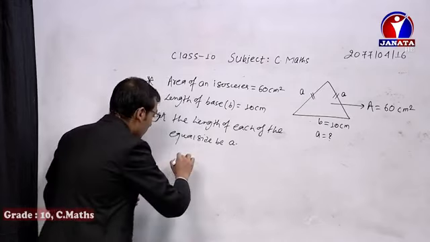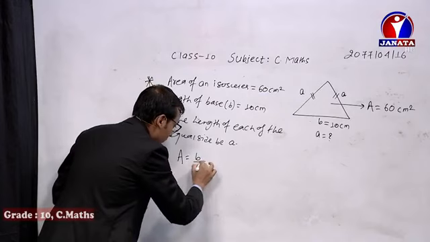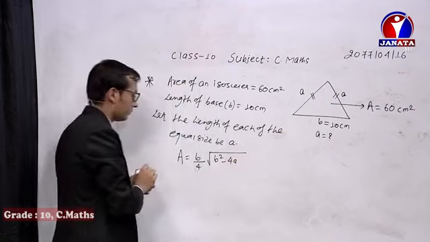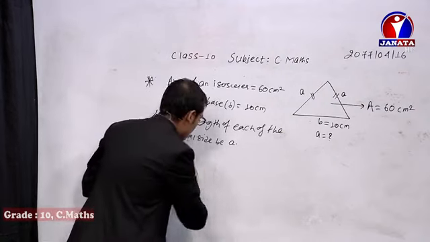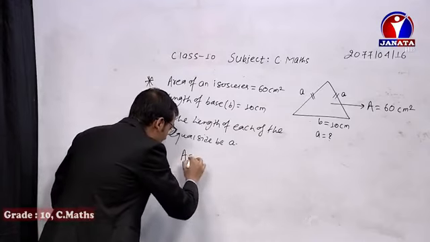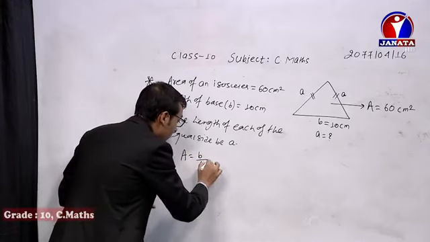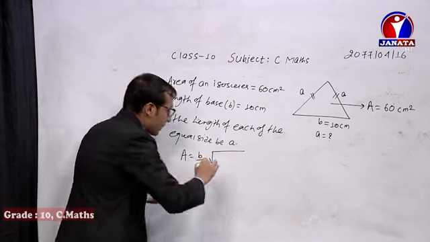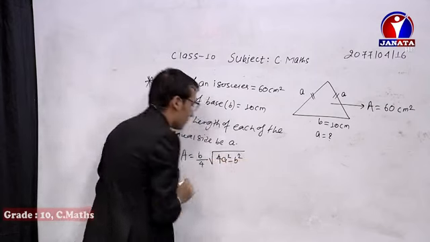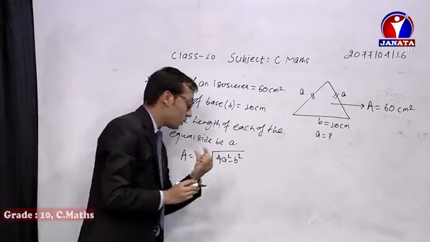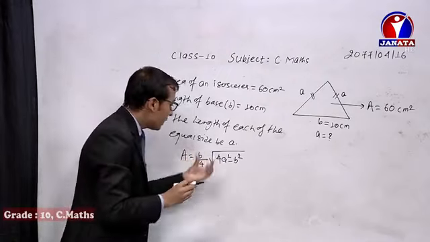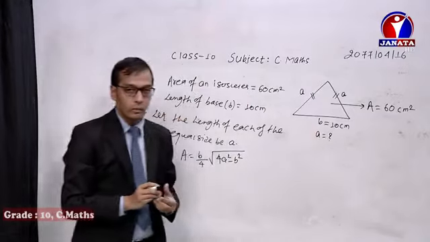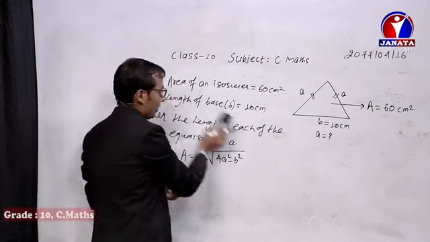Now what is the formula to find the area of this triangle? Let's write this formula again. The area of an isosceles triangle is b over 4 times the square root of 4a square minus b square. Do we remember the formula? Now we can substitute the values of the area and the length of the base b, which is 10.